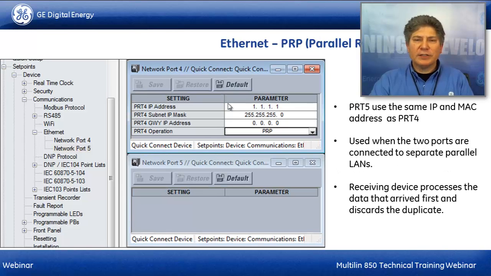With the parallel redundancy protocol, once again, the IP and the MAC addresses are shared between the 2 ports. The idea here is that whichever data is received first at the data management center from either port 4 or port 5, both of them being identical, is the one that is used. The second one is dropped.